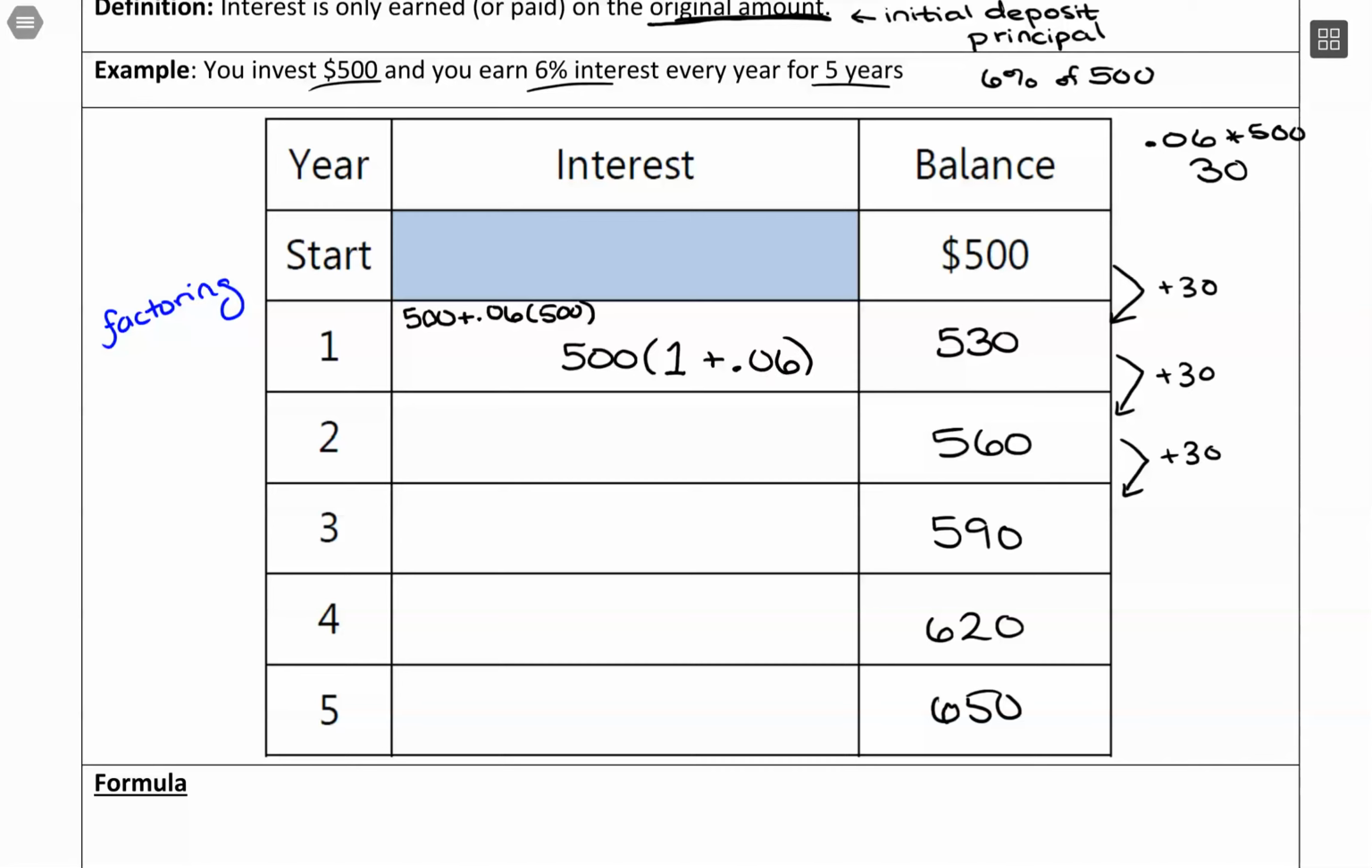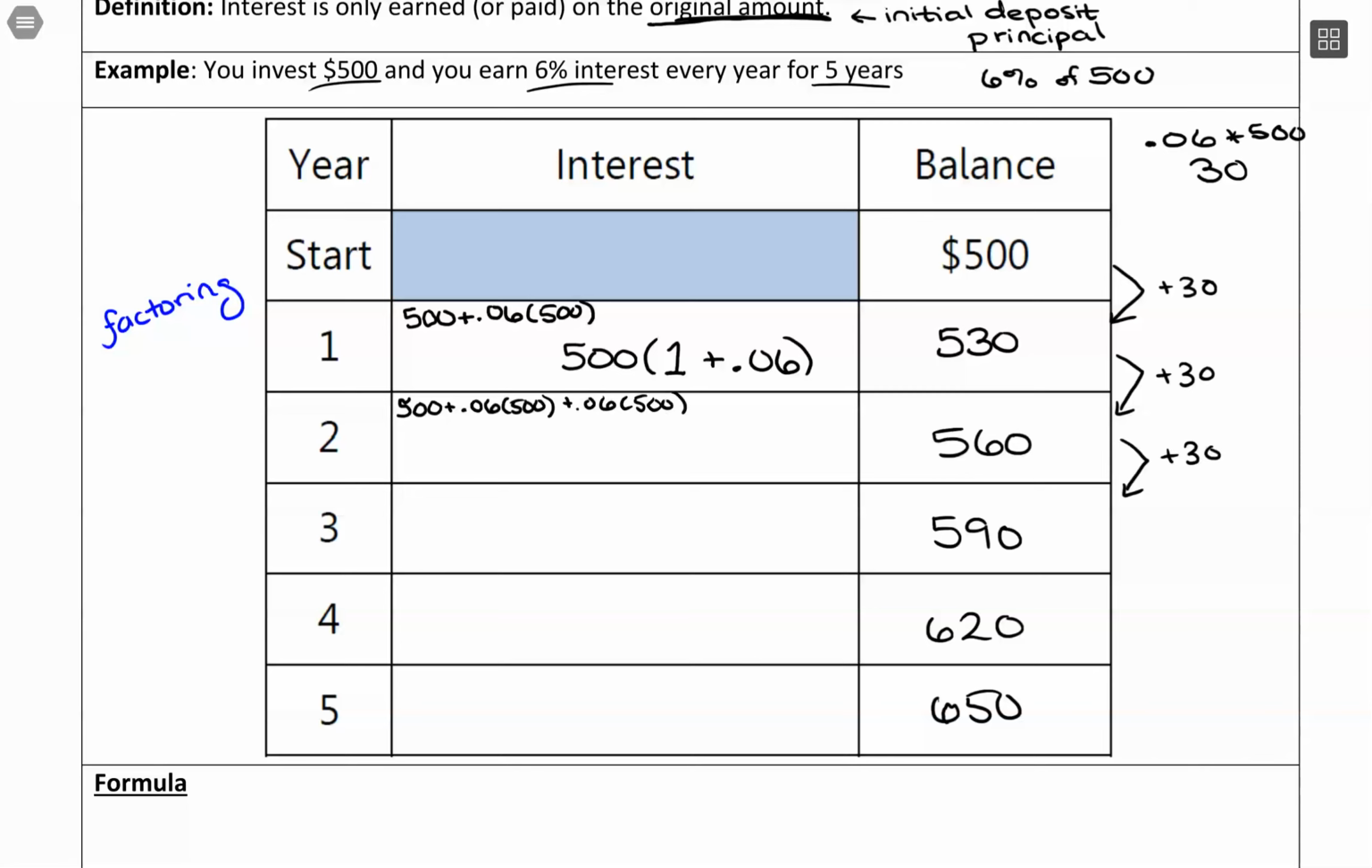So I'm just going to leave it in that form so you can see a theme coming through with our next problems. With the next one, what we would have done in terms of a long calculation is we would have had 500 plus 6% of 500, and now I get us to 530. But then what we did for the second year is we added that on again.